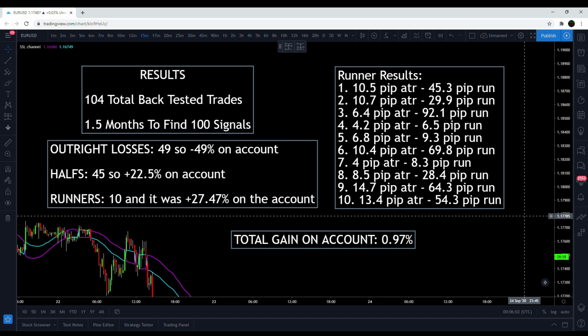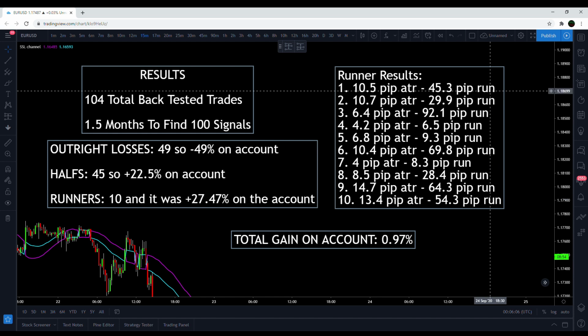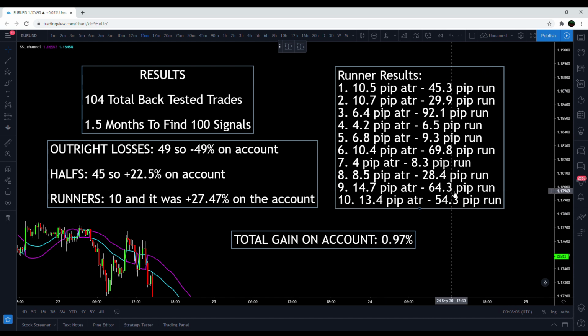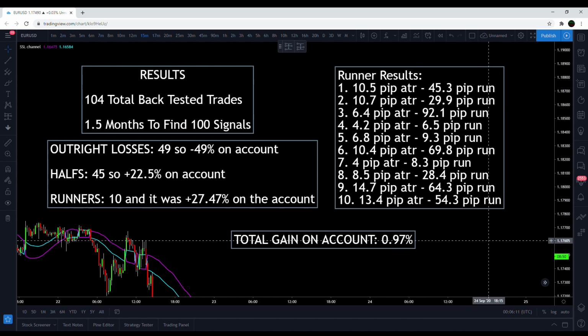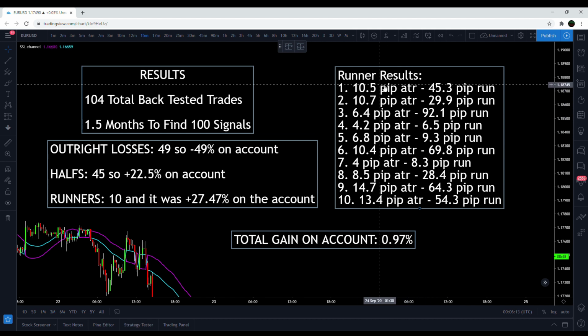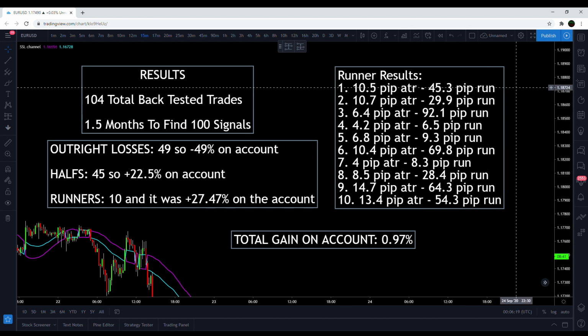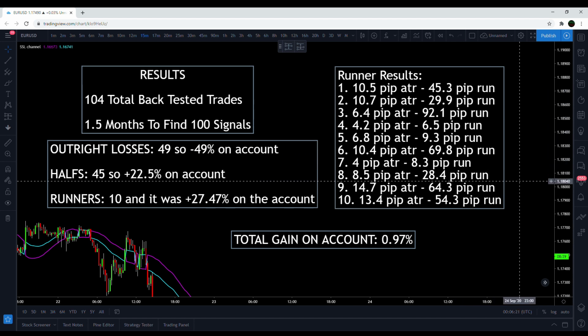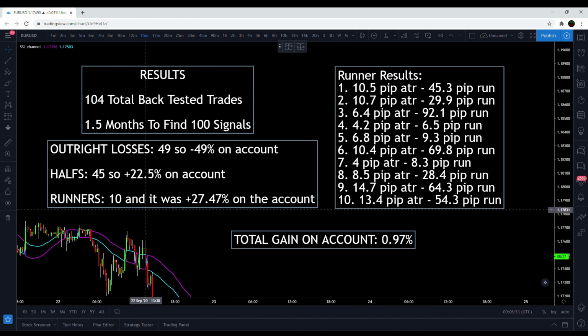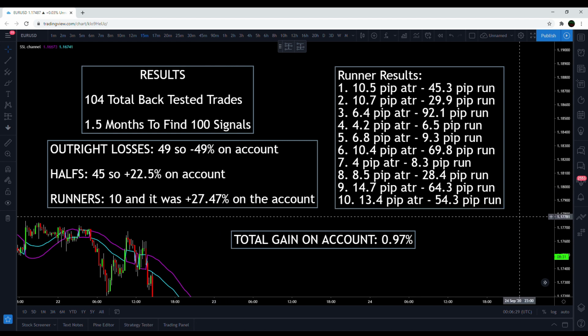Easy to make this strategy profitable, and it was fun to do the test. I also recorded all these runners. So the 10 runners, the reason why I recorded the ATR for each one of these is so that I could calculate what the gain on the account would be for each of these. So I got a nice accurate figure for the gain on the account from those 10 runners.